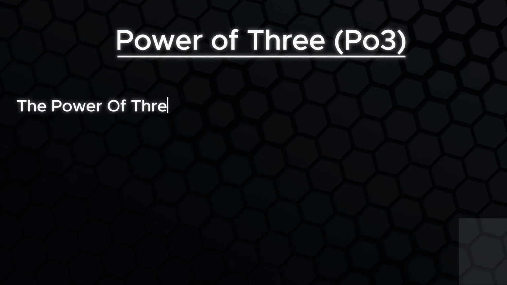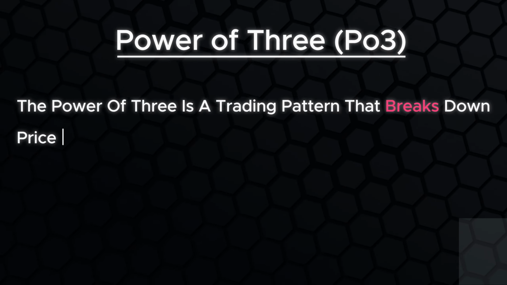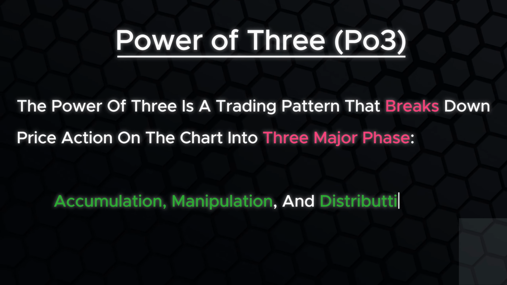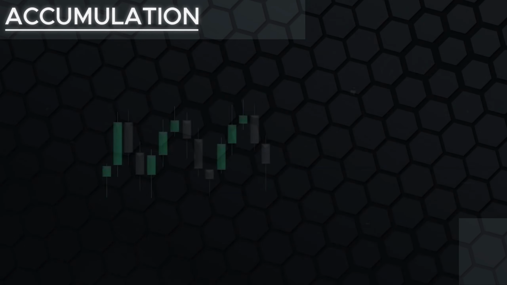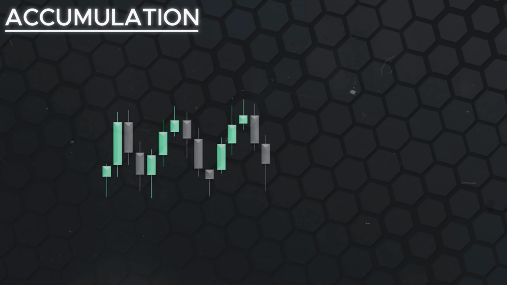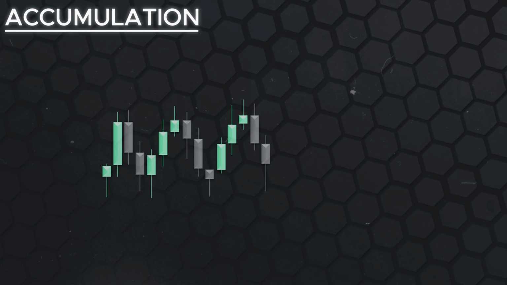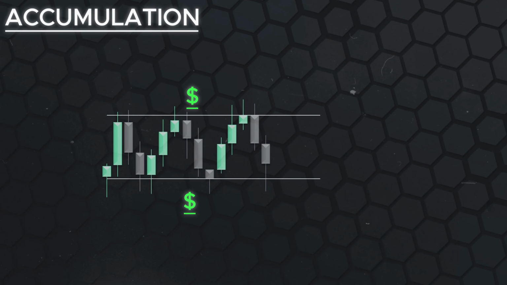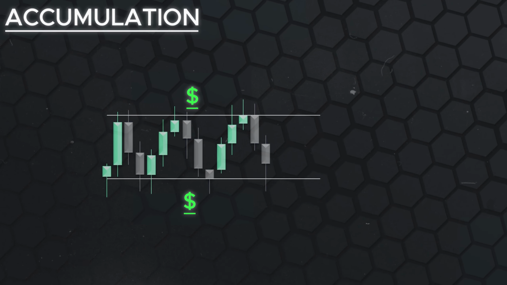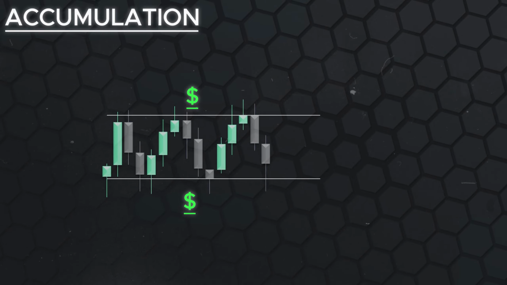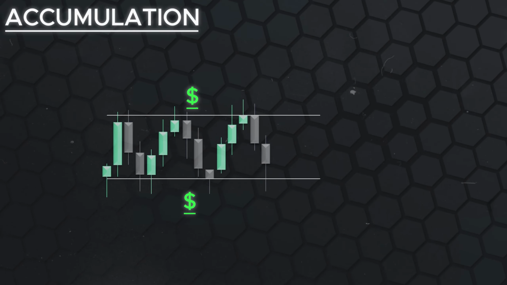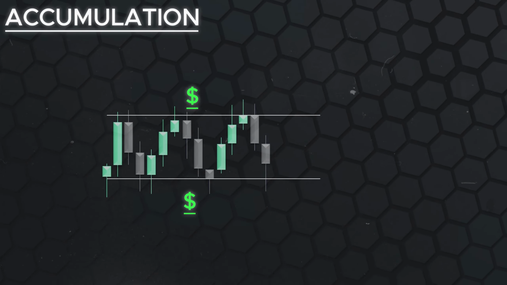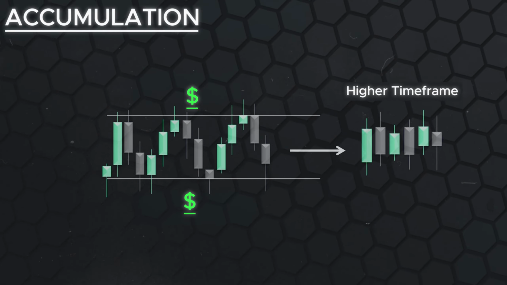The power of 3 is a trading pattern that breaks down price action on the chart into 3 major phases: accumulation, manipulation, and distribution. The accumulation phase, as the name suggests, is a period of consolidation where the price lacks a clear trend. During this phase, the price forms equal highs and lows, gathering stop losses and liquidity above or below these boundaries. Depending on the time frame, this phase can appear in various formations. For example, on a higher time frame, the chart might look something like this.